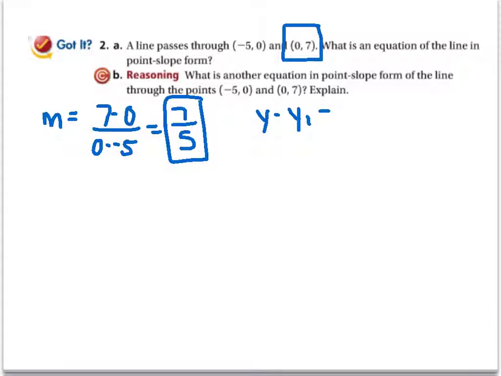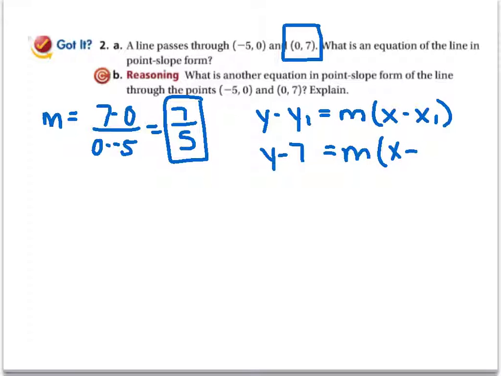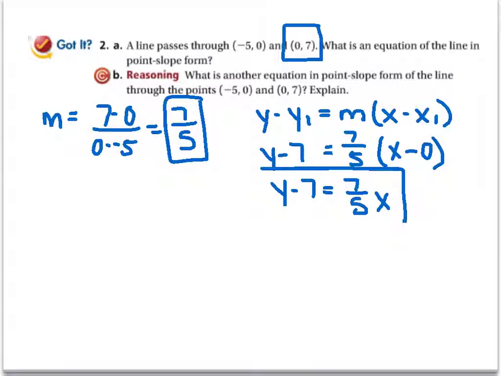y minus y1 equals m times x minus x1. y minus 7 equals m times x minus x1. That m is 7/5. Now, if we have x minus 0, do we really need to write anything? No. We could just have x. So y minus 7 equals 7/5x. And that is your point-slope form of that equation.